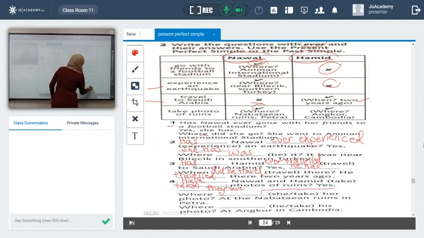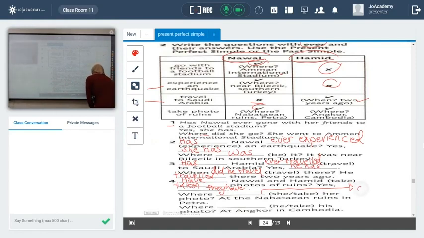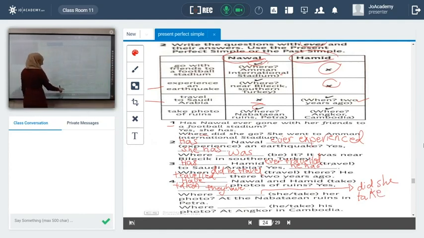So let's draw an arrow. What do we say? Where did she take her photos? At the Nabatean ruins in Petra.